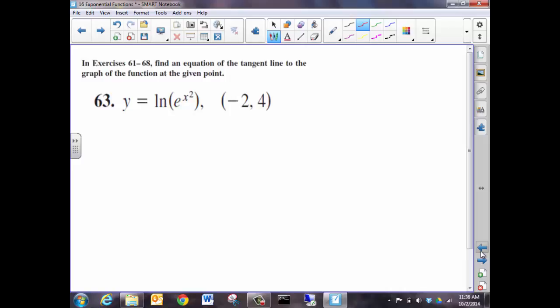Properties? Can we? Is this the same as that? It's using the properties of logs, isn't it? It's using the properties of logs. I don't see any reason why you can't do that. What did I do here? I just used the log properties, didn't I? I took this exponent down in front and said x squared ln of e.